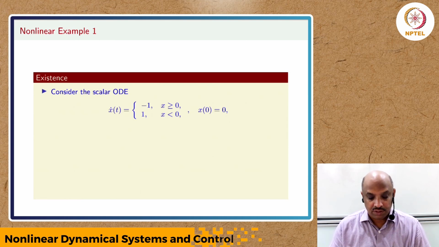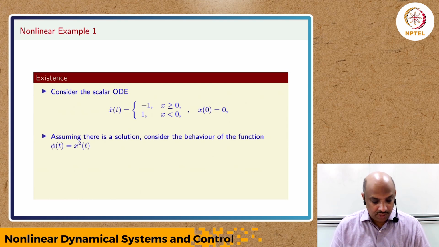So x dot of t is equal to -1 if x is non-negative and 1 if x is negative. So in other words, if you are on the negative side, the derivative is actually going towards positive, and if you are on the positive side, it's going to go towards negative, and exactly at 0 you also go towards negative. And we'll see something. I'm going to start analyzing this through some simple function. Here I'm going to consider some function of time.